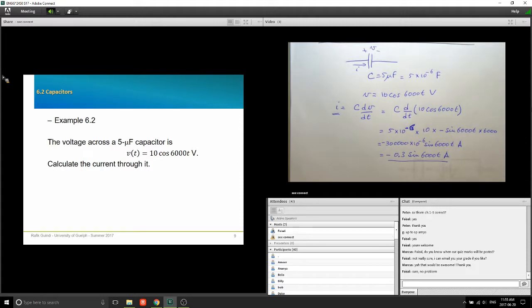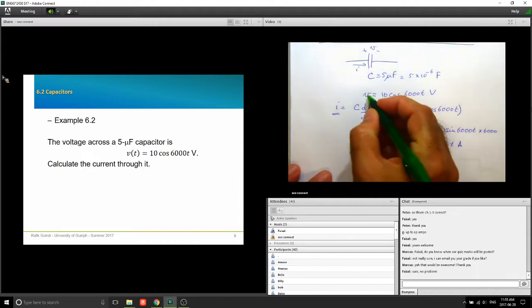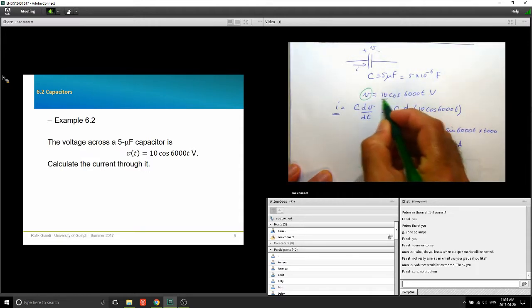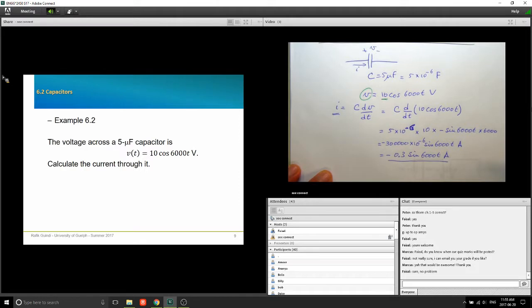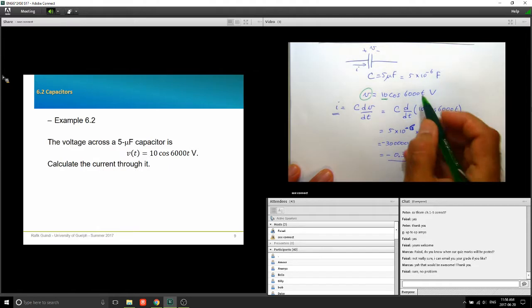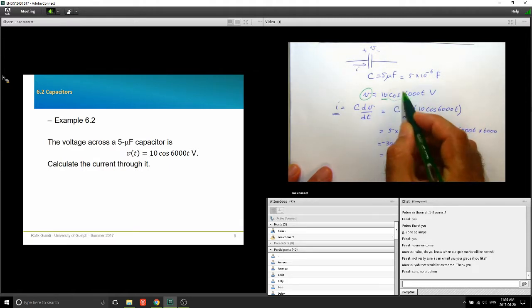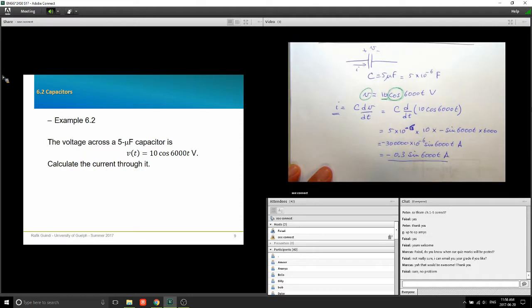Now look at that. The voltage, this is the amplitude of your voltage. It's 10 volts. That's the maximum value it's going to reach. The current is going to reach a maximum amplitude of 0.3 amps. The voltage is described by the cosine function, and the current is described by the sine function with a negative in front. Okay? So if you want to plot both of them, sine and cosine, they're not going to be in phase. The voltage and the current are not going to go up and down together.